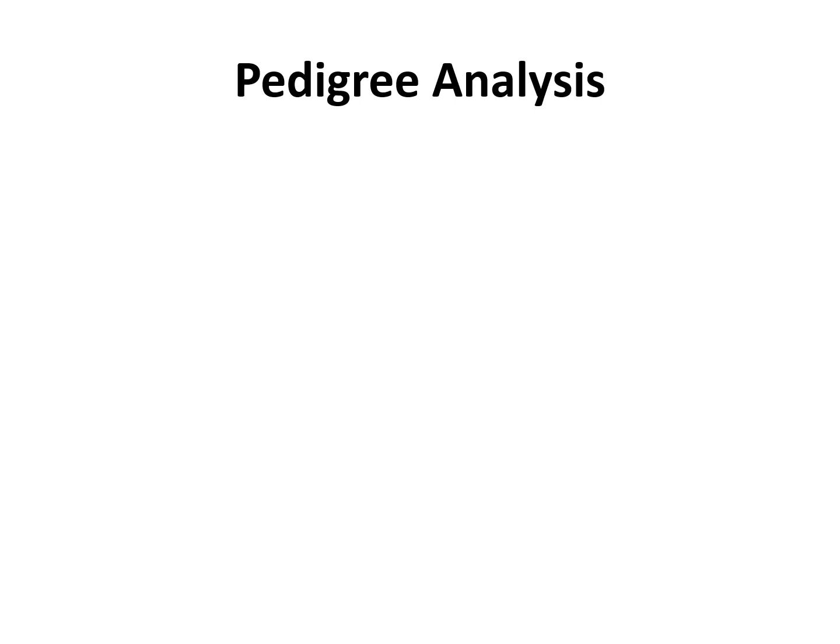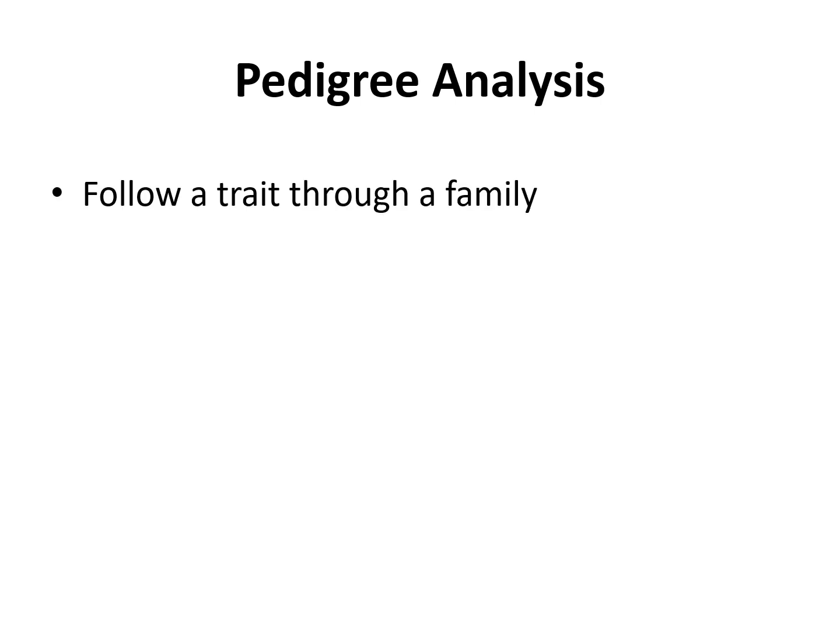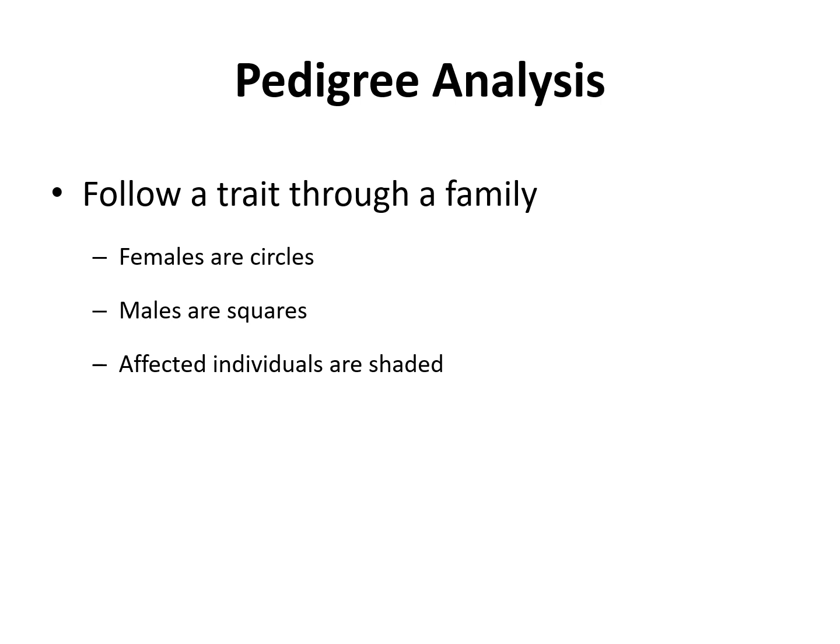The second part of your lab is going to deal with pedigree analysis. Pedigree analysis is a way to follow a trait through a family, and this is usually used to follow the inheritance of a disorder or a disease through the generations of a family. When you are drawing a pedigree, females are depicted as circles, males are depicted as squares, and the affected individuals are shaded. Normal individuals are clear, but the affected individuals are shaded.